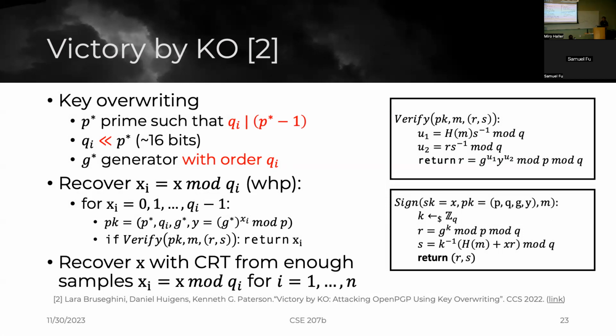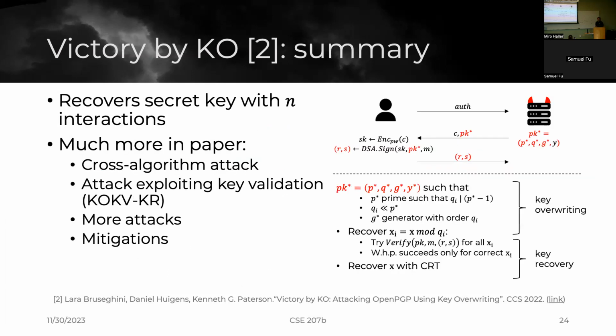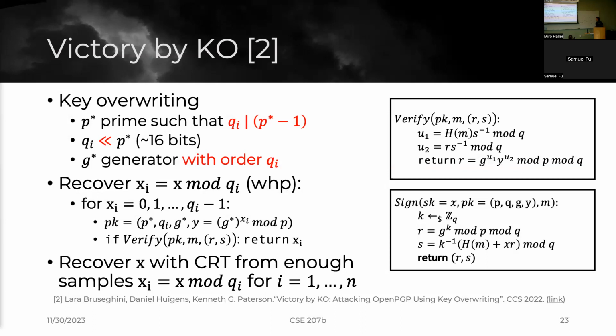Yes. So basically you have a bunch of samples mod qi. If you have enough of them, that is, the product of all qi is larger than q, you can recover the original secret key by doing the Chinese remainder theorem. In practice, how much do you need? What is the sum of all those qi going to be in an average case?